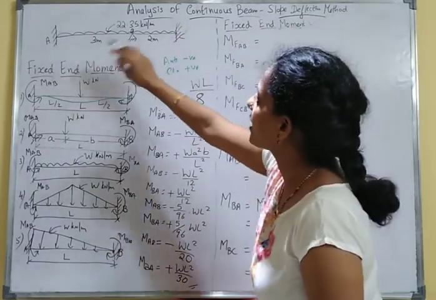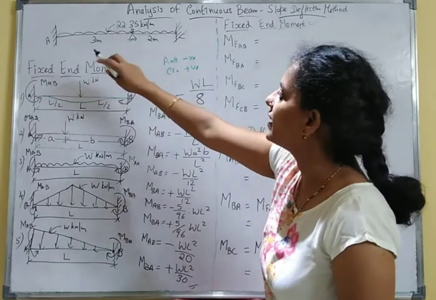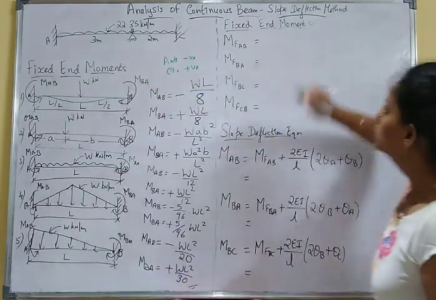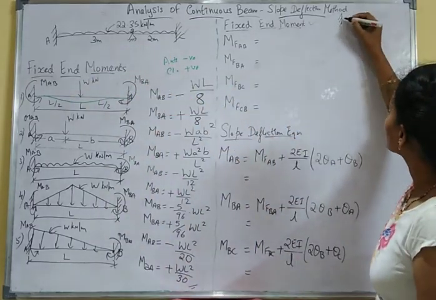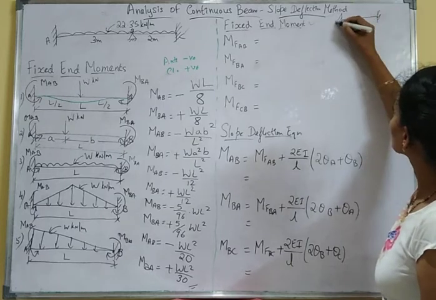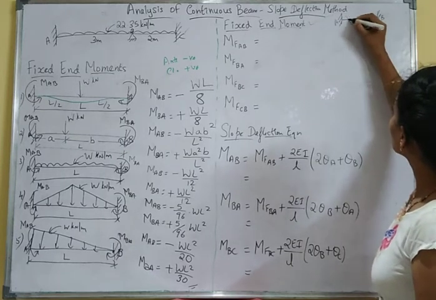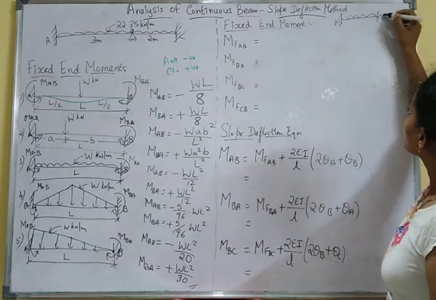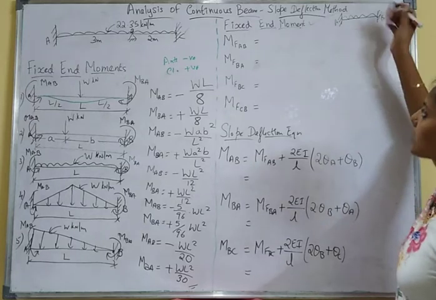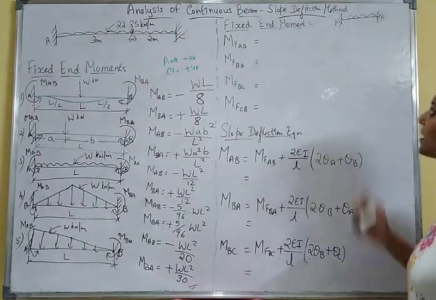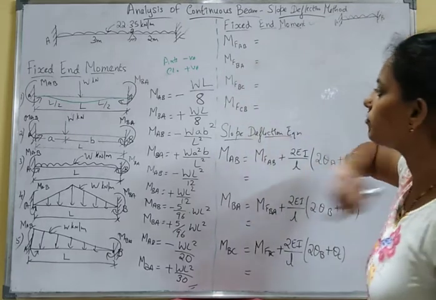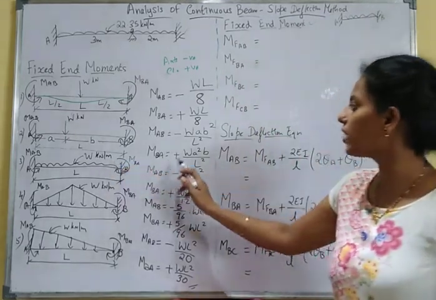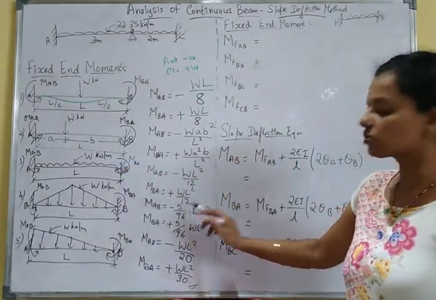Suppose here you have A, B, C, 3 joints and spans AB and BC. Consider first span AB with fixed ends A and B, and it carries a UDL. Assume B is fixed, and then you have to write the fixed end moment. What is the formula? For UDL you have WL square by 12.